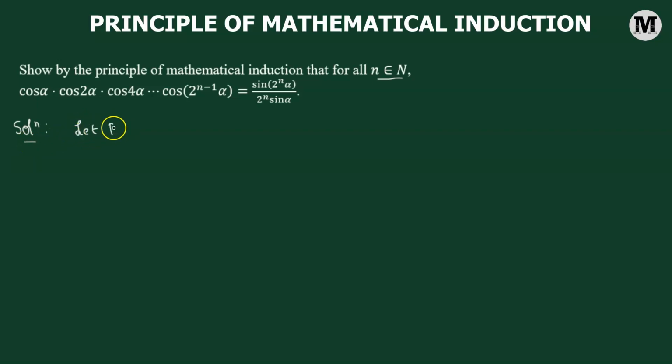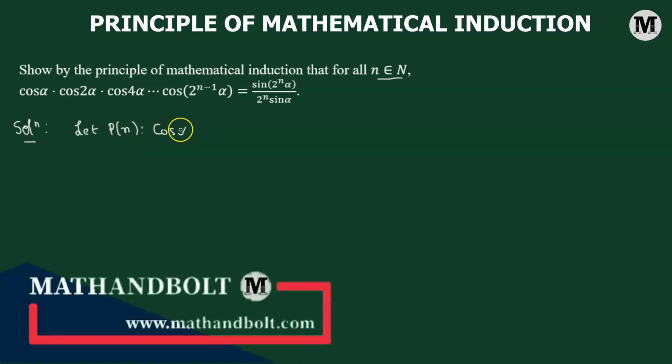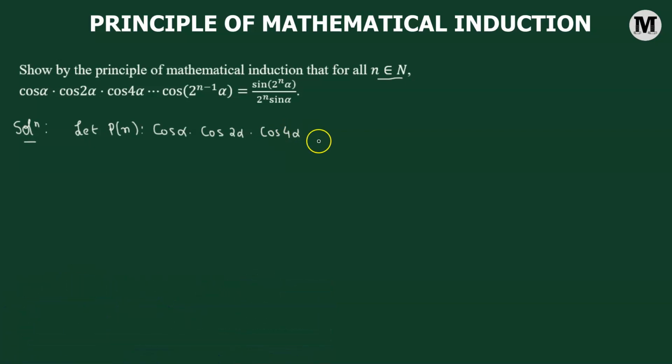So let P of n be the statement such that we have cosine of alpha multiplied by cosine of 2 alpha multiplied by cosine of 4 alpha. So this continues all the way up to cosine of 2 raised to the power of n minus 1 times alpha, and this is given by sine of 2 raised to the power of n times alpha divided by 2 raised to the power of n multiplied by sine alpha. Fine. So this is a statement. We're going to label this as statement number 1.